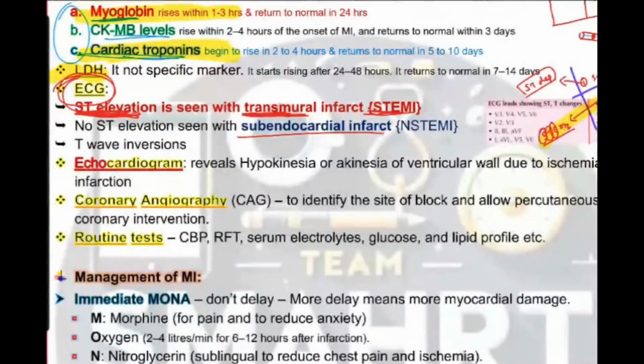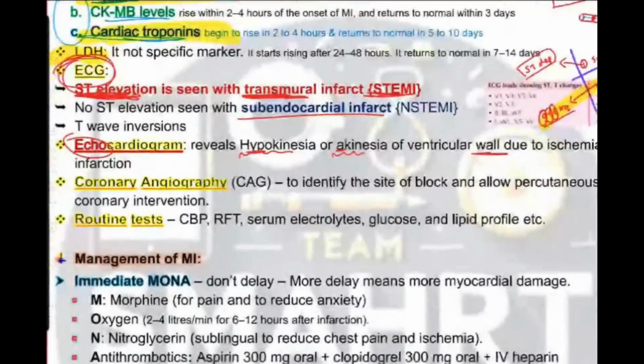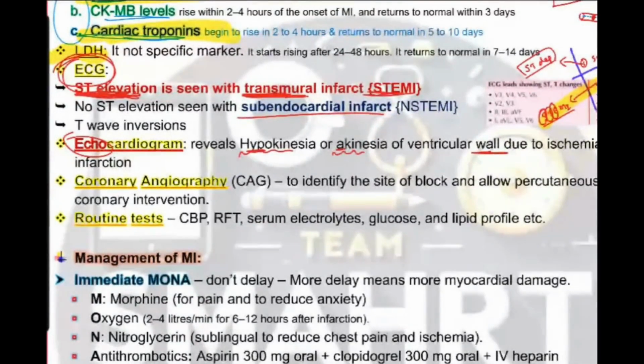Besides ECG, yes, you can give an echo. See, dead tissue will not move. Kinesia means movement. So if there is hypokinesia or akinesia, less movement or no movement at all, then that wall is damaged. That is what you are going to see in the echo: hypokinesia or akinesia.